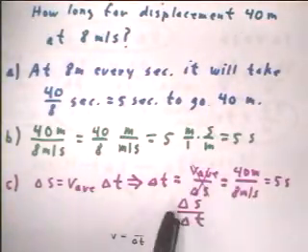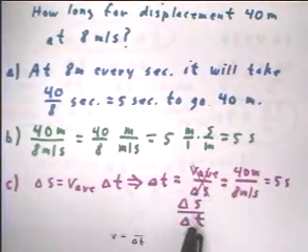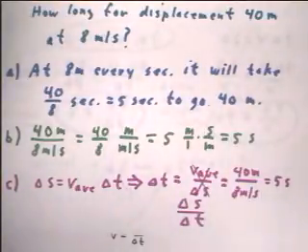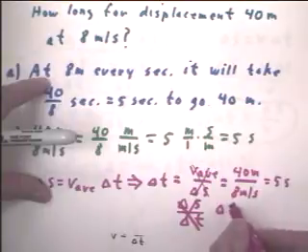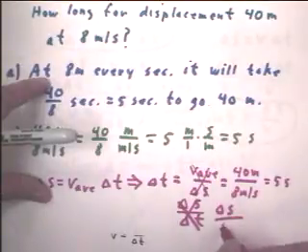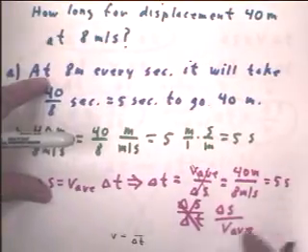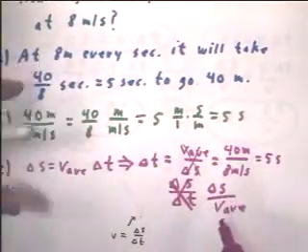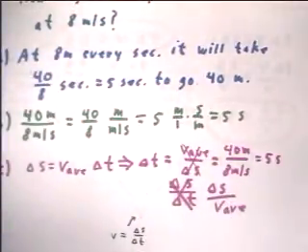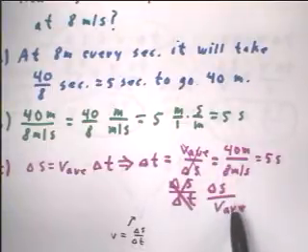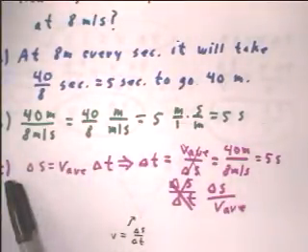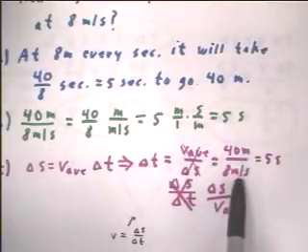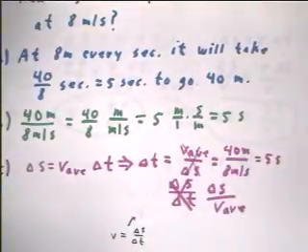blame me for it. Okay, anyhow, delta T is delta S over, still got it wrong, and that wasn't intentional either. Delta S over V average. Okay, so delta T is delta S over V average. What we get when we divide both sides of this equation by V average, that's going to be 40 meters over 8 meters per second, which is 5 seconds, as we've seen.